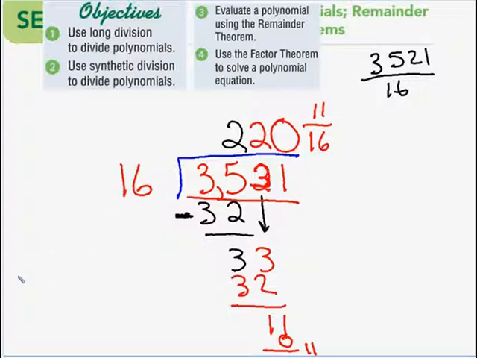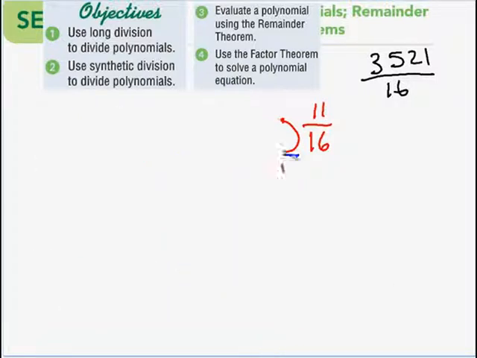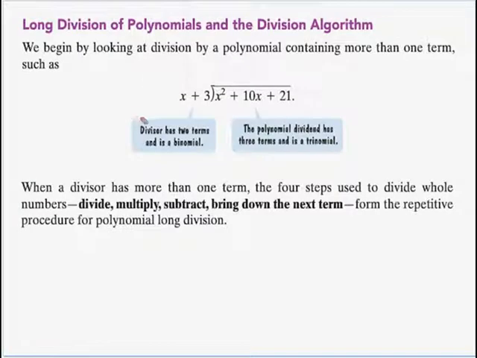Or another way to think about it is 16 times 220 and 11 sixteenths is equal to 3,521. So this factor times this factor is equal to the whole thing. We just sort of broke it apart. We found 3,521 divided by 16 was 220 and 11 sixteenths. I could say what is 3,521 divided by 220 and 11 sixteenths, and that would equal 16. All right, and that's just concrete with real numbers. We're going to do something very similar with polynomials.